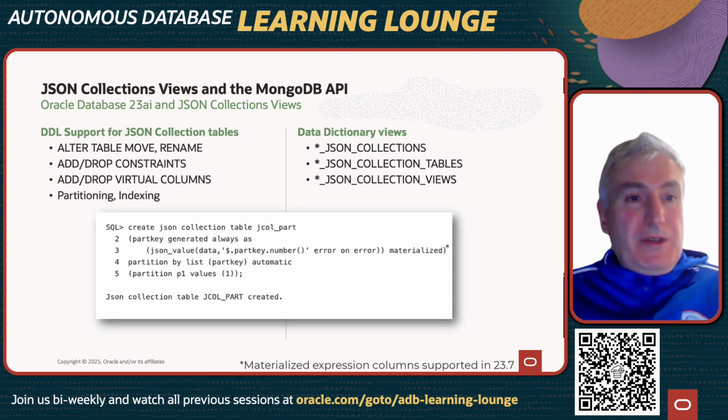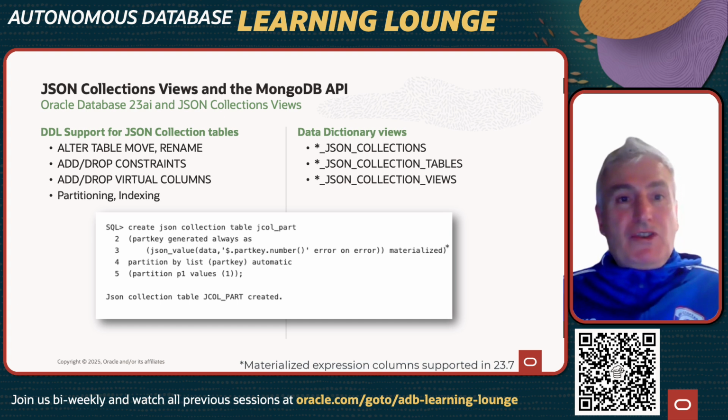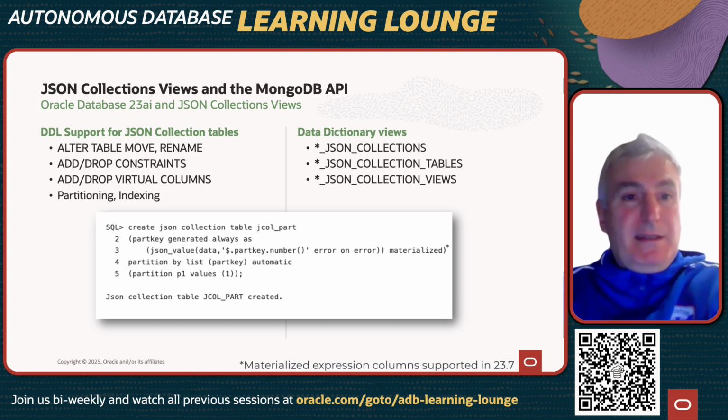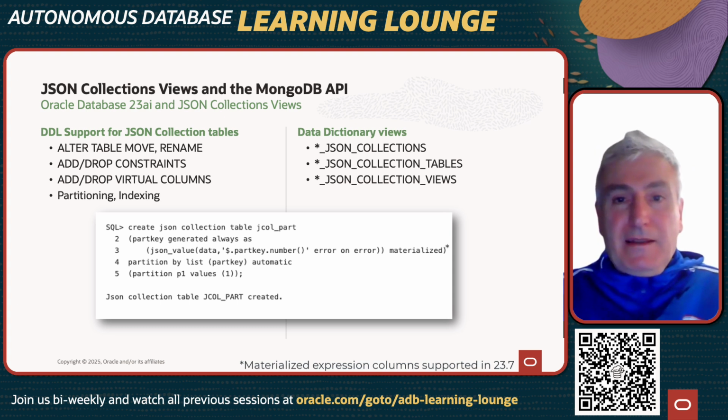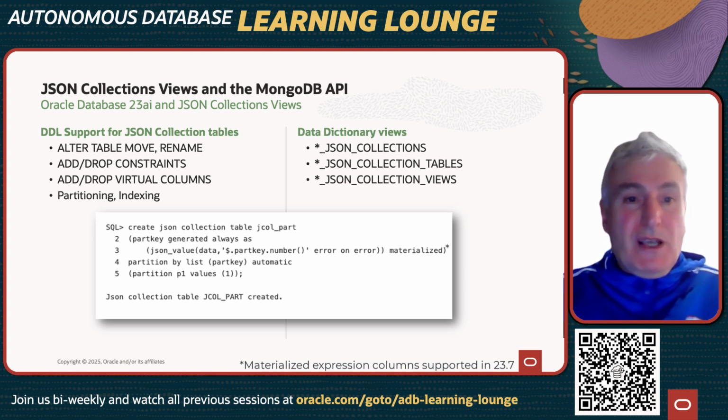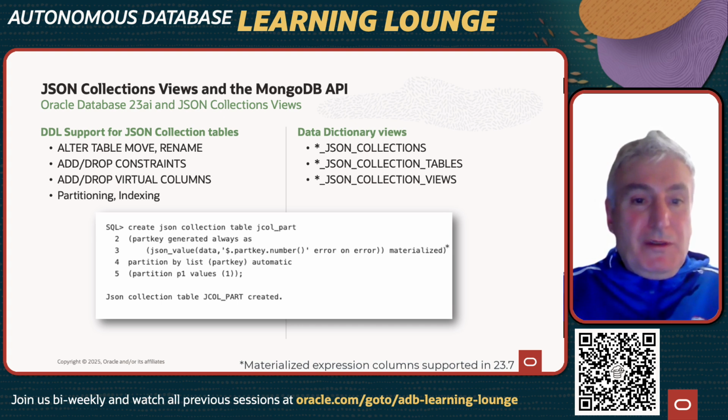Now, here is about JSON collection views and which commands are supported for JSON collection tables. We can alter table, we can rename, we can move a table, we can add or drop constraints, and we can even add or drop virtual columns. We can even partition them or index them. And there are several data dictionary views: the JSON collections, so DBA, user, all JSON collection tables, and JSON collection views. So here is a very good example of how you can partition a JSON collection. You partition by list, part key automatic.